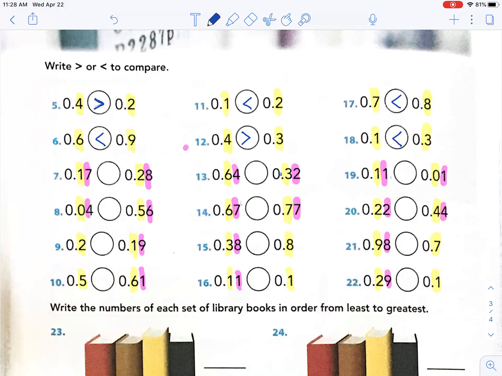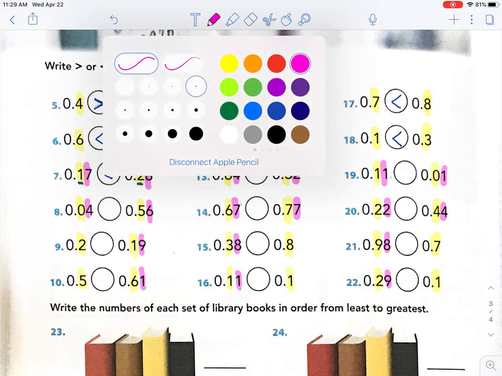All right, now here's where we need to pay closer attention. Let's look at this one. I'm going to show you 2 ways to look at this. And either could be right. Both of these have tenths and hundredths. Okay, so I could look at these in just the tenths. And I could ignore the hundredths place right now. What's more, 1 dime or 2 dimes? 2 dimes. Right? So I know that 1 tenth is less than 2 tenths. But let's look at the whole number.